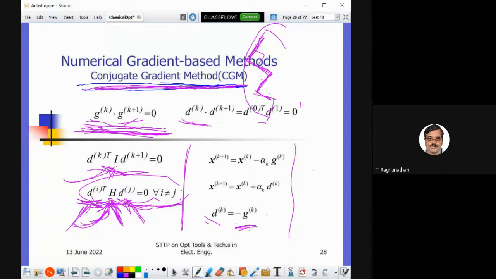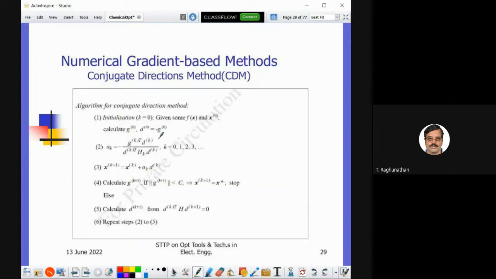Okay, so how will this method work? Will this work better than Newton's method, better than steepest descent method? Okay, so that's the question. Oh, okay, so that is the idea behind those methods. We can call that the conjugate directions method.